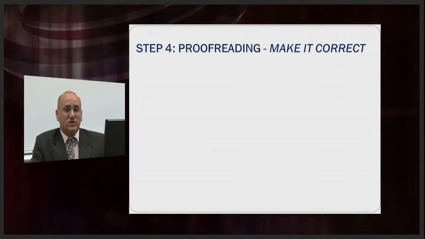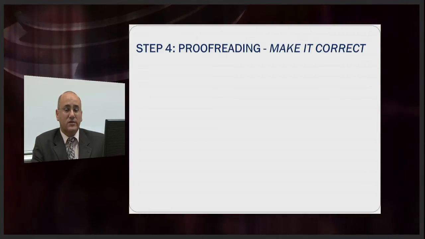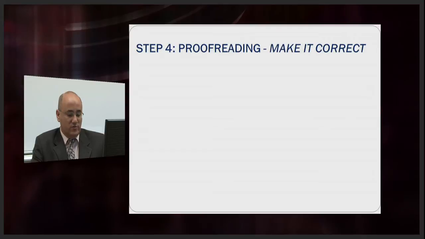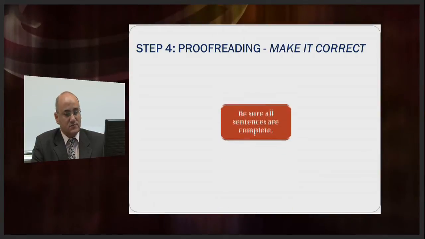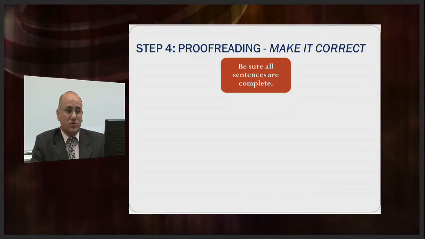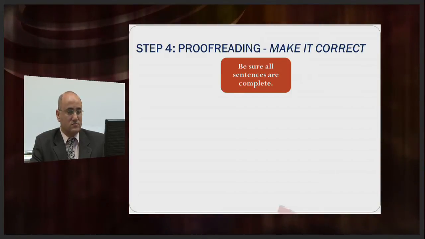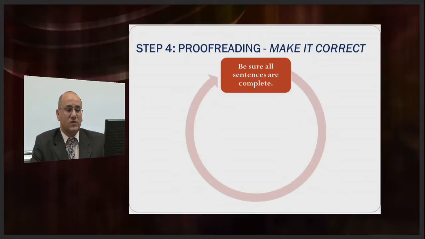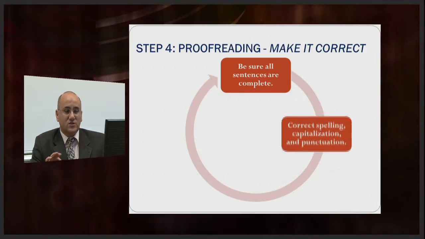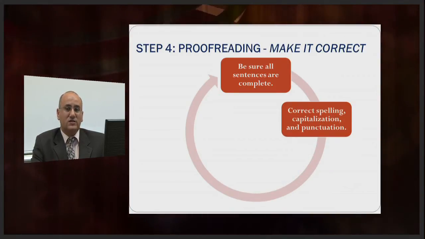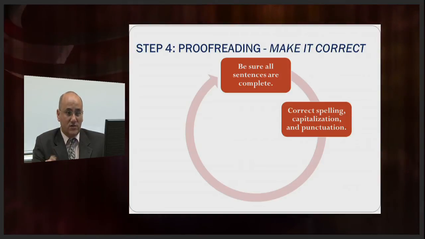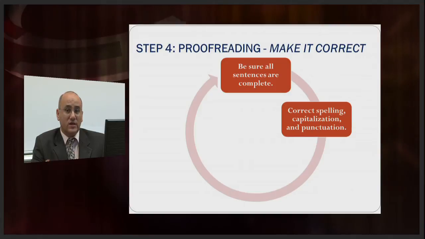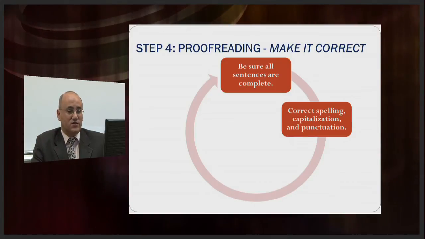So proofreading, what does it mean? Again, make it correct. How can we make it correct? This way. Be sure all the sentences are complete. Then, correct spelling, capitalization, and punctuation. In this stage, you have to correct. Put it correct. Make it correct. So, correct spelling, capitalization, and punctuation.